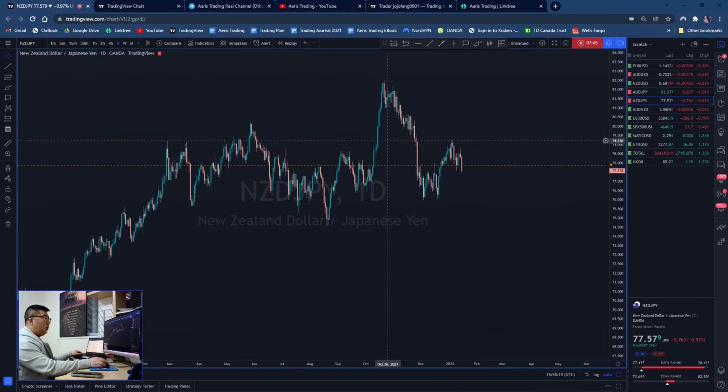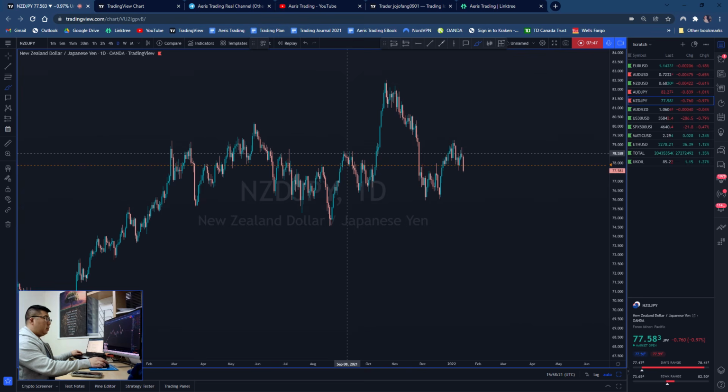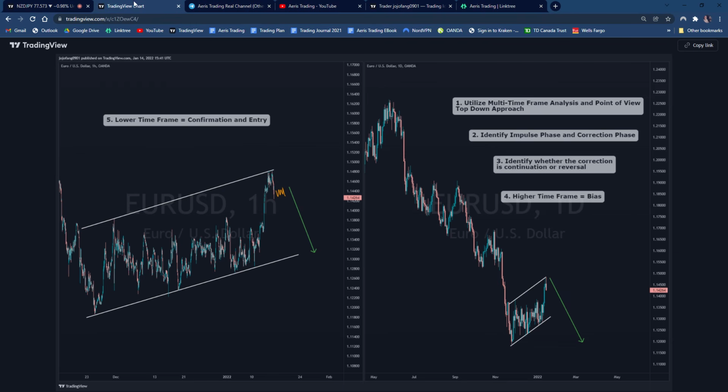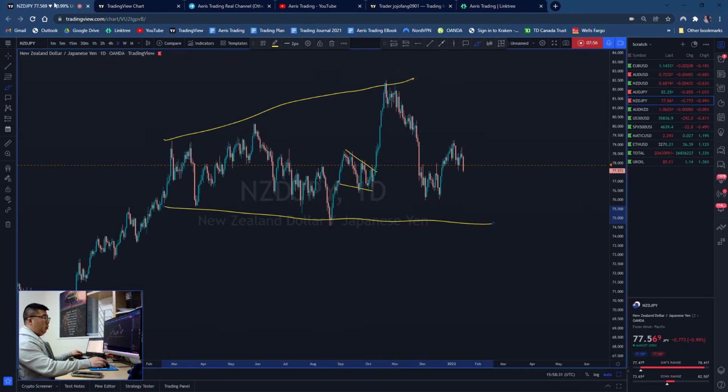Kiwi yen is going to be a similar idea. I'm going to go a little bit faster here. So you can see that similar head and shoulder pattern that we see on the higher time frame. And we also have this expanding structure here. So again, higher time frame point of view, top down approach. What do I see here?